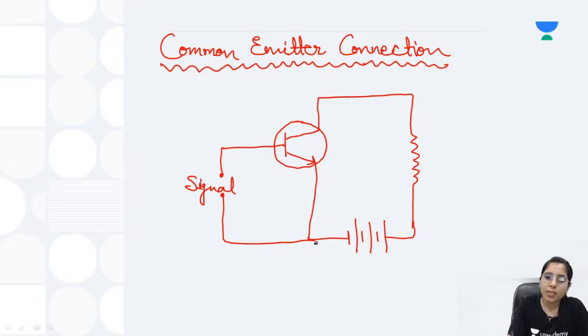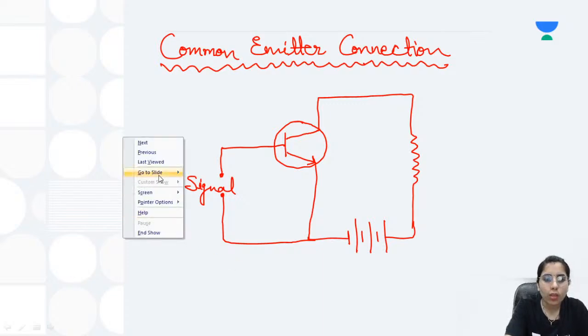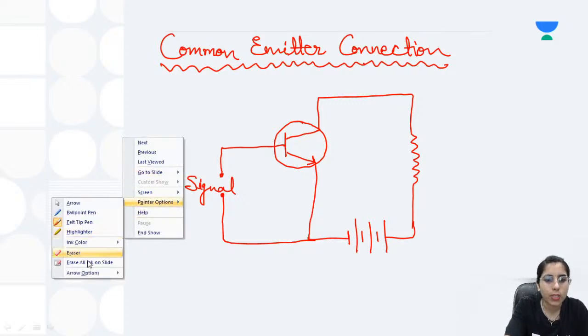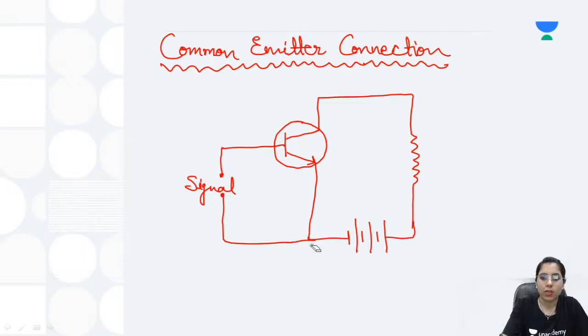This time you can see the emitter, this arrow side is the emitter side. It is common towards the input and the output sides. It's present there.